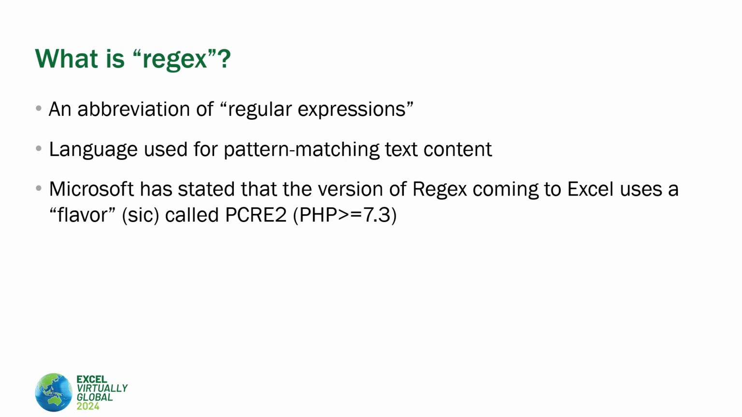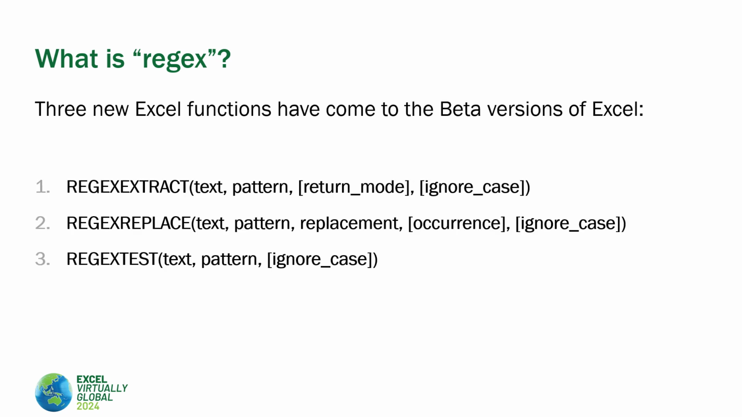I suppose it's a great name for a baby, but it's one of those things out there. And if it's come to Excel, what exactly has come to Excel? Well, three new Excel functions have come to what we call the beta versions of Excel, and I definitely mean beta rather than better here.